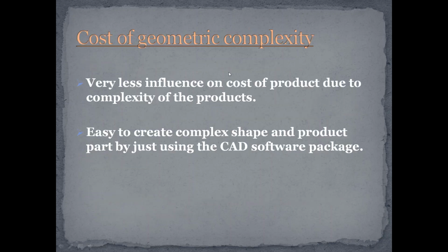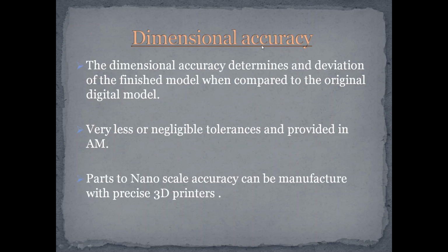Now, cost of geometric complexity. There is very little influence on the cost of the product due to the complexity of the product. It is easy to create complex shapes and product parts by just using CAD software. Now, dimensional accuracy. The dimensional accuracy determines the deviation of the finished model when compared to the original digital model. Very little or negligible tolerance is provided in additive manufacturing.